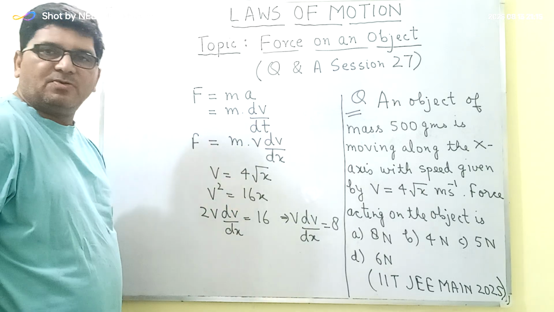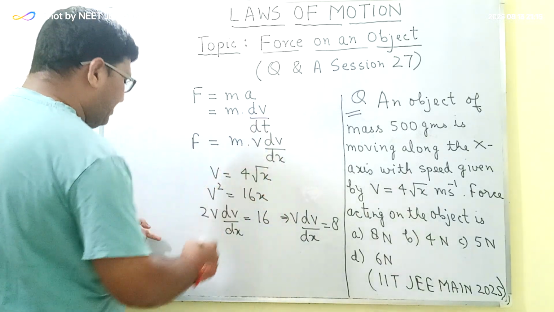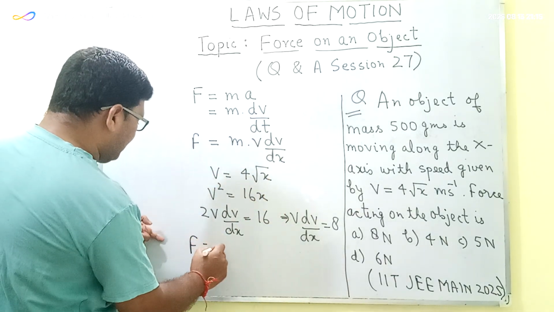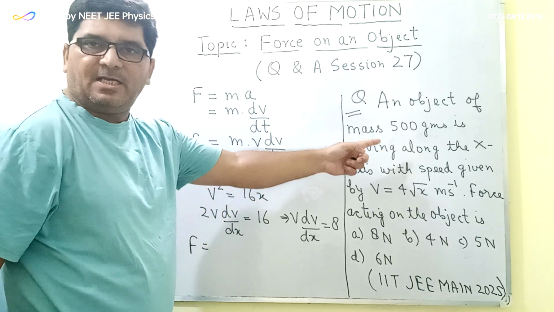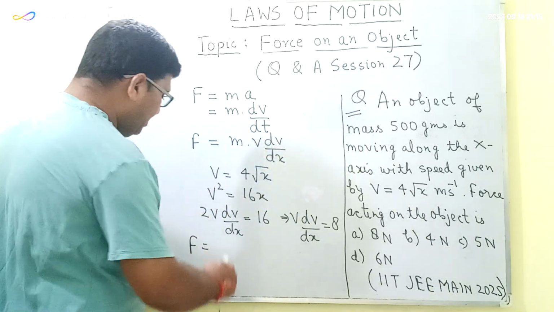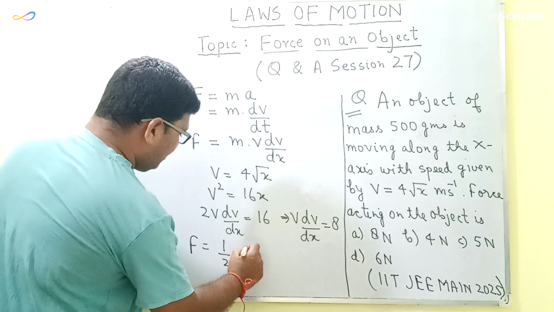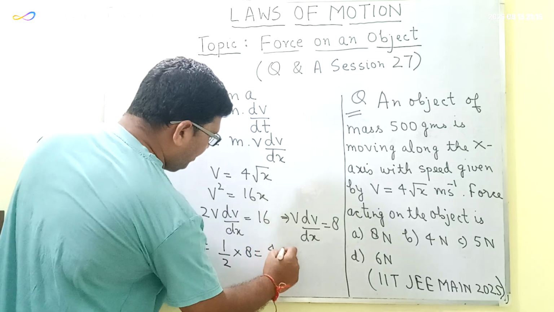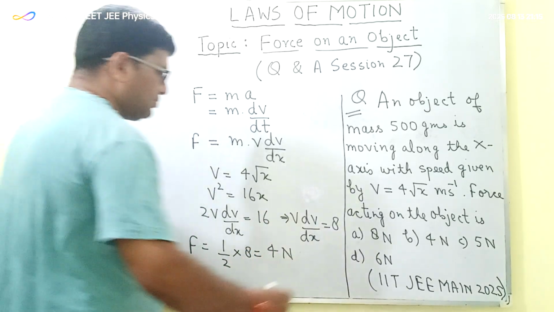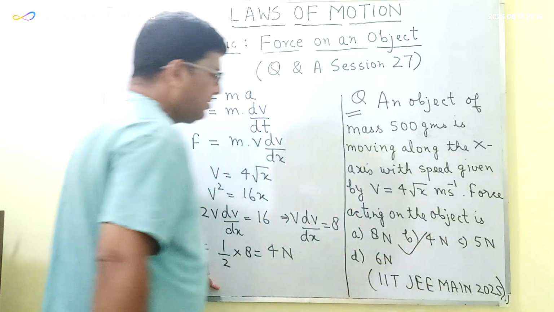Mass is already given to us, which is equal to 500 grams. So force will be equal to 500 grams, which has to be converted into kg. So this is equal to 1 by 2 kg into 8, which is equal to 4 newtons. So the correct option here is B.